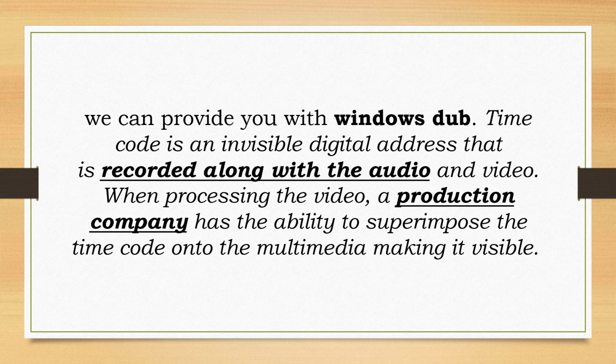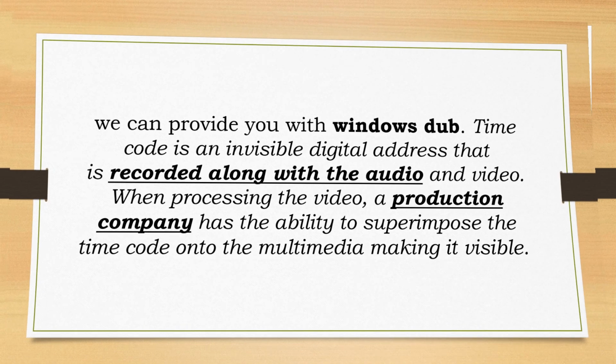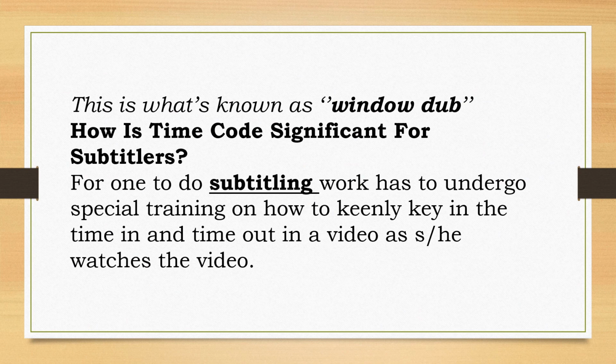Timecode is an invisible digital address that is recorded along with the audio and video. When processing the video, a production company has the ability to superimpose the timecode onto the multimedia, making it visible. This is what's known as a window dub.